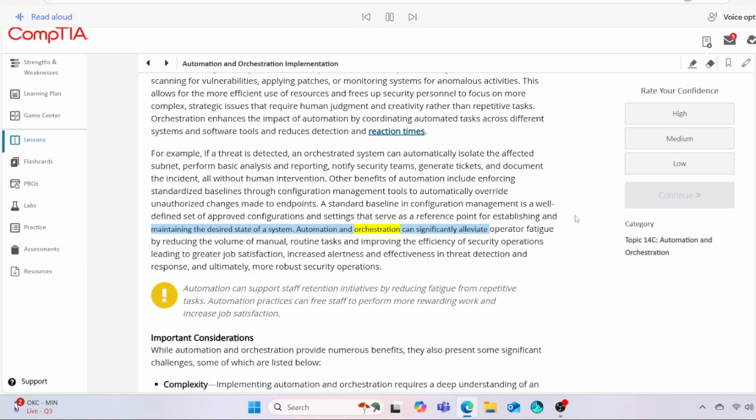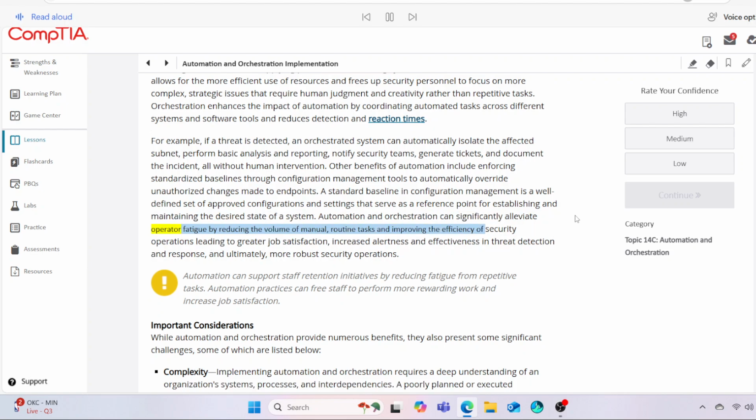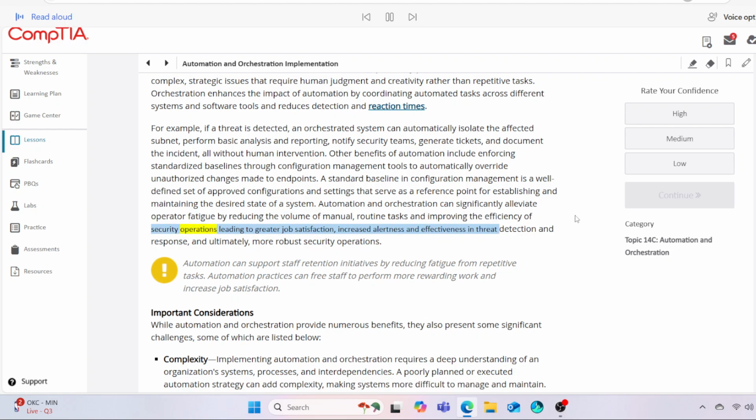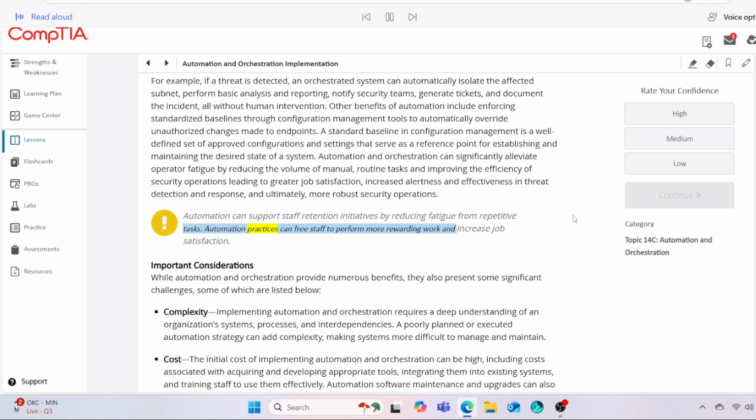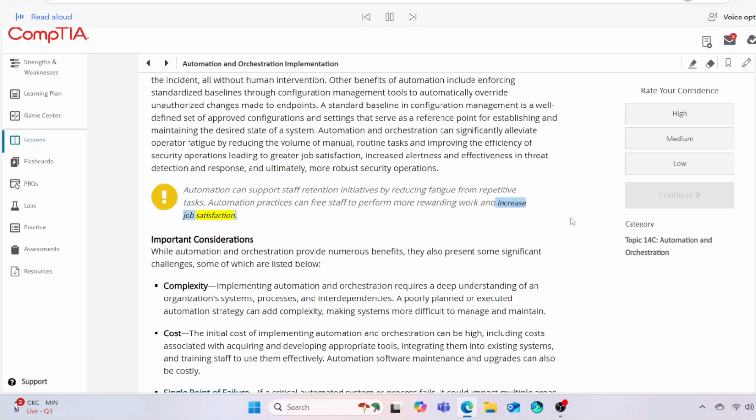Automation and orchestration can significantly alleviate operator fatigue by reducing the volume of manual, routine tasks, and improving the efficiency of security operations, leading to greater job satisfaction, increased alertness and effectiveness in threat detection and response, and ultimately, more robust security operations. Automation can support staff retention initiatives by reducing fatigue from repetitive tasks. Automation practices can free staff to perform more rewarding work and increase job satisfaction.